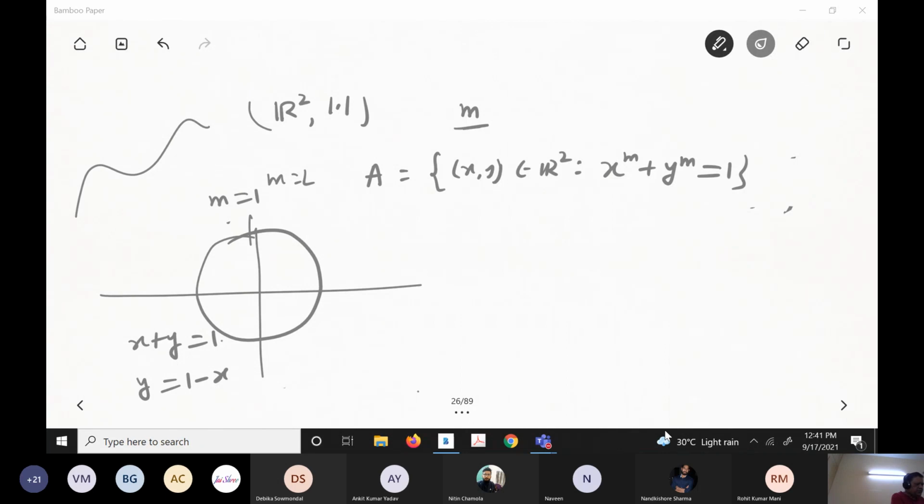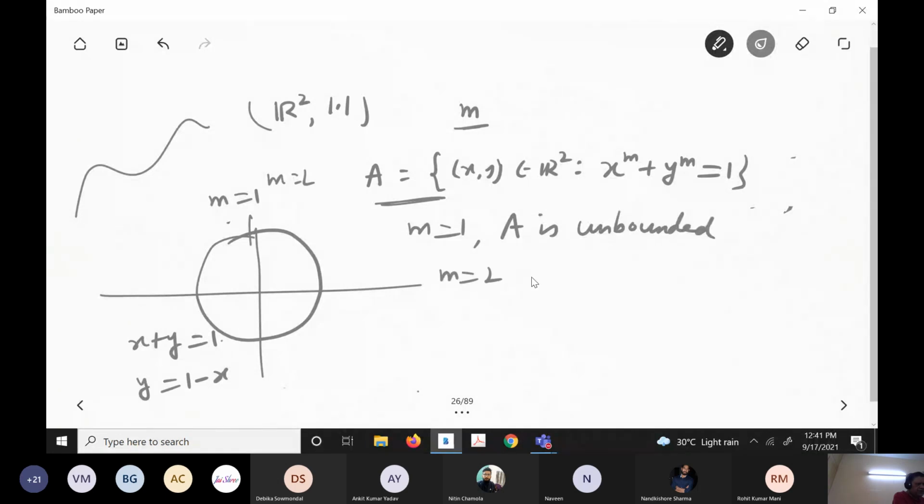Now look, even for m equal to 1, 2, both are closed each time. But you see that previously you got a straight line, which is unbounded. For m equal to 1, A is unbounded. For m equal to 2, A is bounded. Understood?